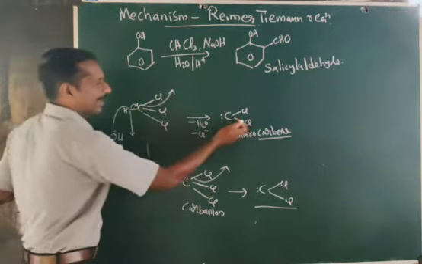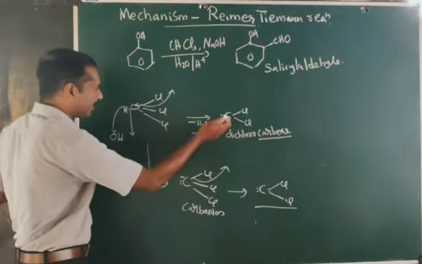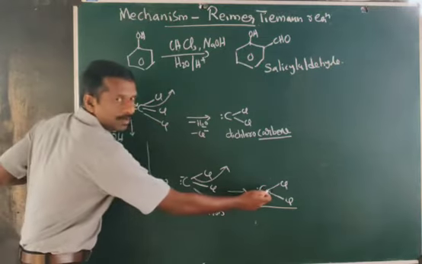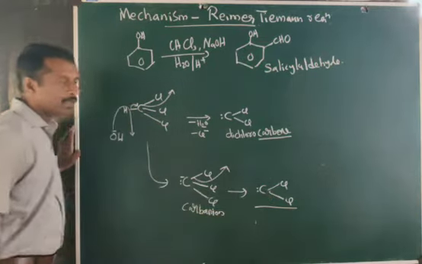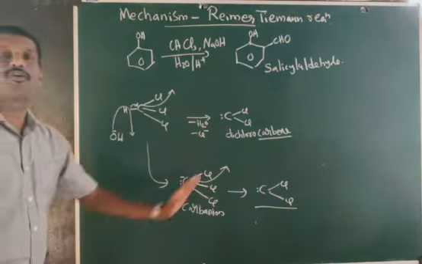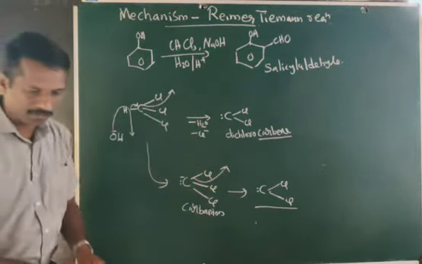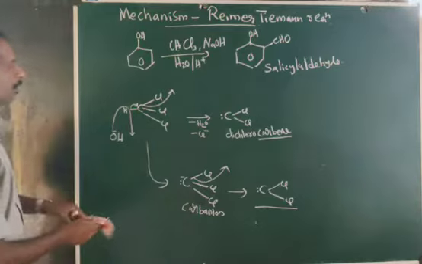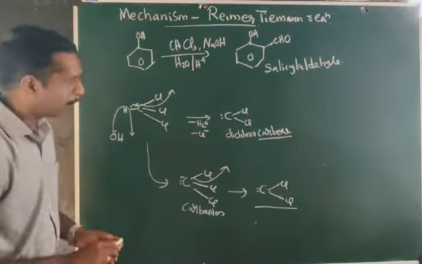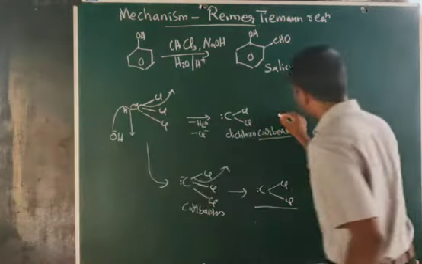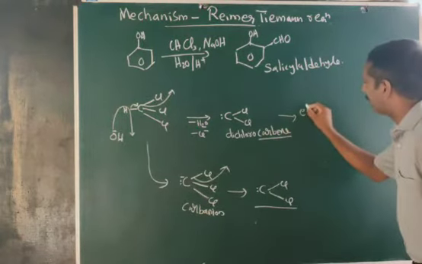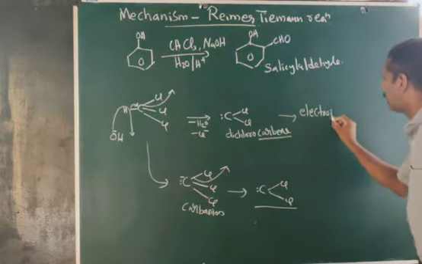Okay, you can directly write it like this, or you can go via this way also. Now this is the first step, formation of carbene. I think it is clear to you. Now, what is the property of carbene? Now look here. This carbene can act as an electrophile.